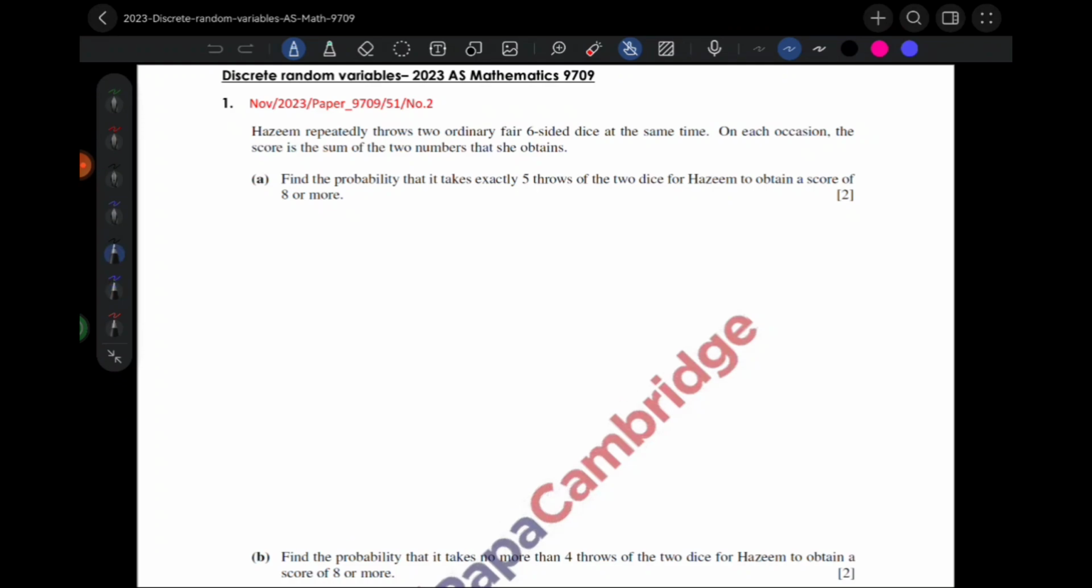So we have 5 throws. This is the first throw, then the second throw, and so on. The first 4 throws, he doesn't have a score of 8 or more, and exactly on the 5th throw, he obtains a score of 8 or more. So we calculate the probability of getting 8 or more first.